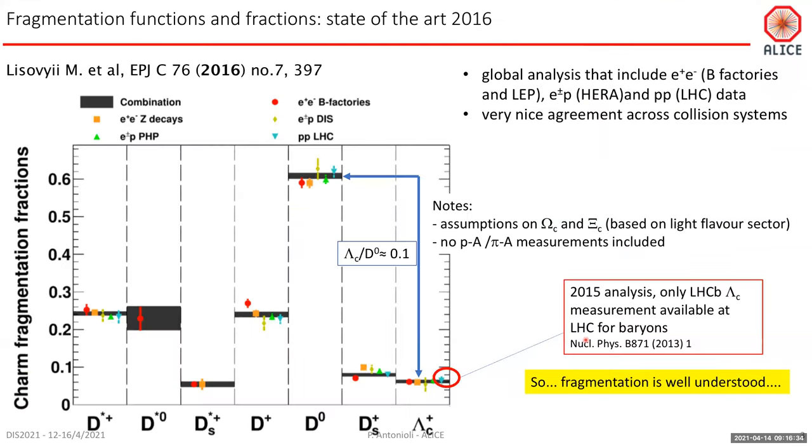given the talk. And if we consider a state-of-the-art paper from 5 years ago by Lisovyi and others, they put together measurements from different collision systems. Here are the results for the charm fragmentation fractions. You see that there is a nice agreement between the different collision systems, even if at that time from LHC there was just one result available for charmed baryons, that is listed in the slide, but the overall picture was that fragmentation is well understood.